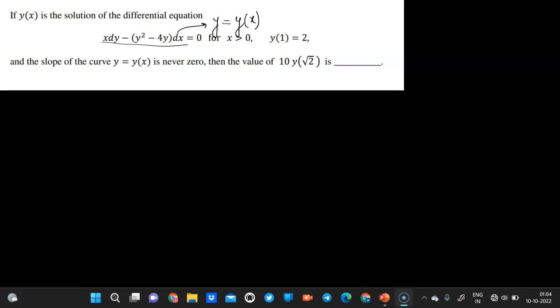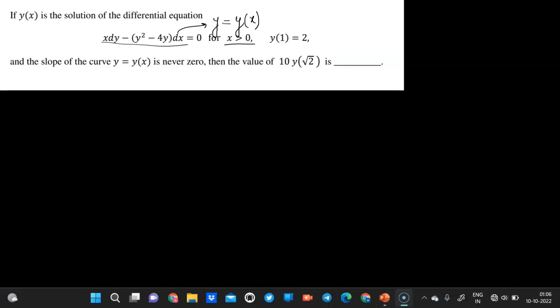y(x) is the solution of this differential equation in the case x is positive and y(1) has value 2. So first of all we have to focus on this, that x must be positive, we can't take negative values. Okay, let's move forward.